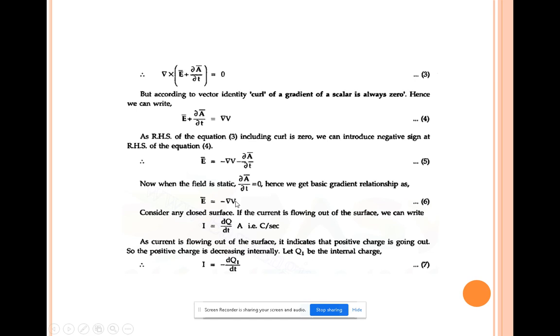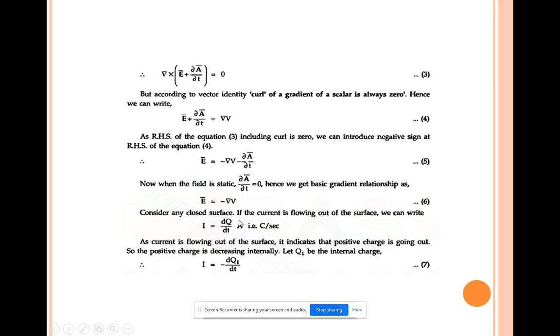So we all know the static electric field will have dou A vector by dou T as a 0 value. Okay. Static electric field. So it will become E vector equal to minus del V. The second term is 0, so E vector equal to minus del V.